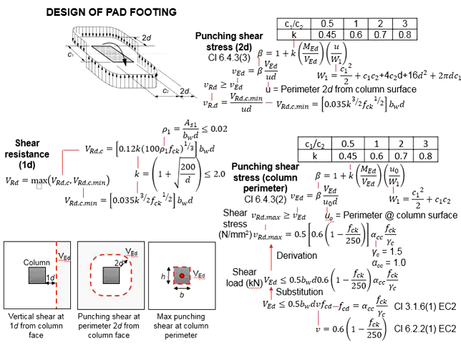There is one more shear that we need to check, which is the maximum punching shear at the column perimeter. We will need to check the shear resistance at the perimeter of the column in order to prevent the column from punching through the pad footing.